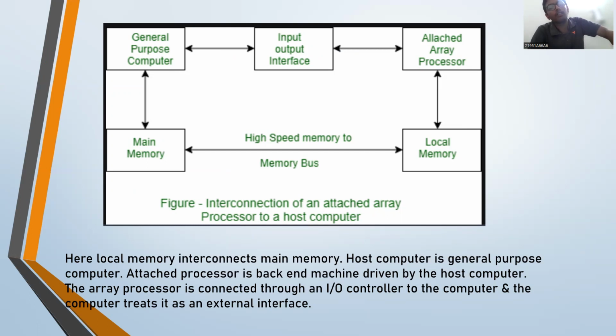Here, local memory interconnects main memory. The host computer is a general purpose computer. The attached processor is a backend machine driven by the host computer. The array processor is connected through an I/O controller to the computer, and the computer treats it as an external interface.